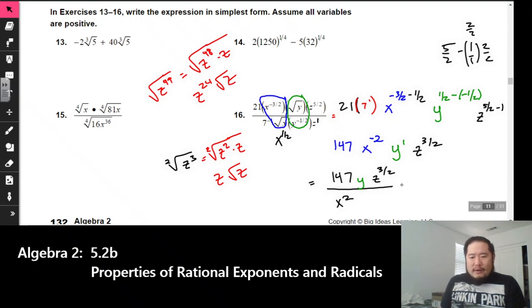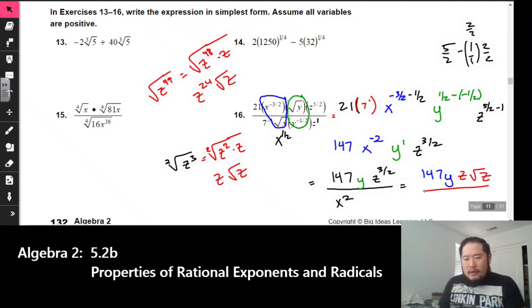So it actually worked out. I got to show you another cool little trick here. And so we have 147 y, and then this will now become z rad z all over x squared. And now we are done.